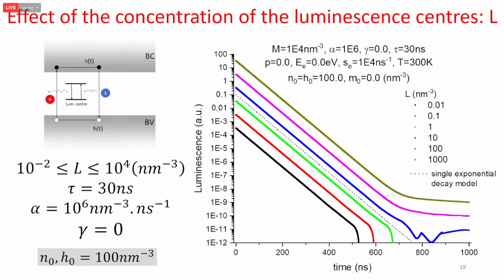So the first result is the effect of the concentration of luminescence center. What I have here is what is expected. We have a straight line that basically depends on the time constant of the luminescence center itself. And as you increase the concentration, the amount of light increases with that. So no big deal concerning that one.